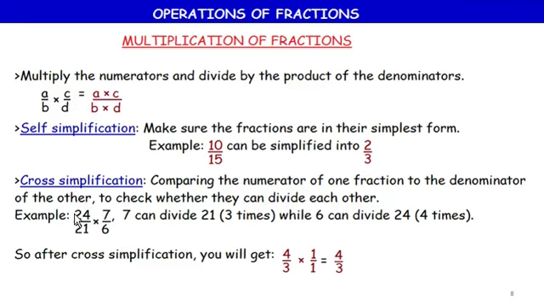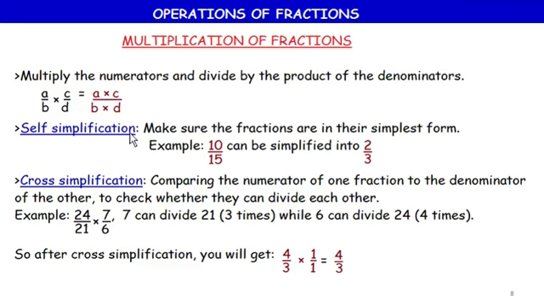4 times. 6 4s are 24. So 6 divides itself 1, it divides 24 4 times, right? And then 7 divides itself 1, it divides 21 3 times, right? So assuming you are told to multiply this fraction, before you even think of multiplying the numerators and multiplying the denominators, you have to what? Cross simplify. You have to do some cross simplification, right? So when we do that, we are going to arrive at 4 over 3 times 1 over 1, right?